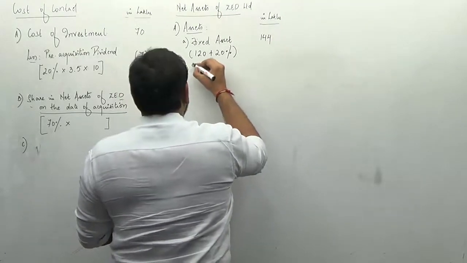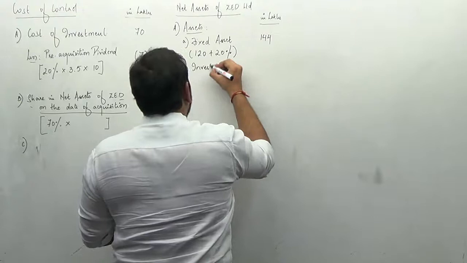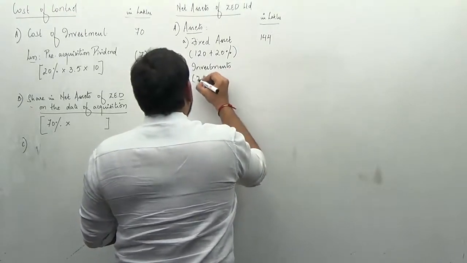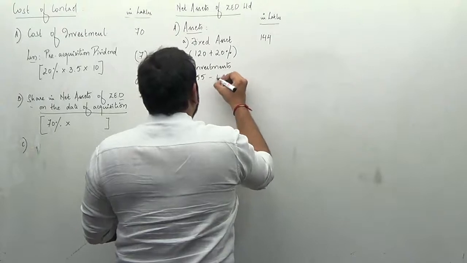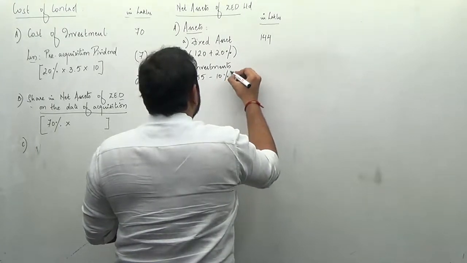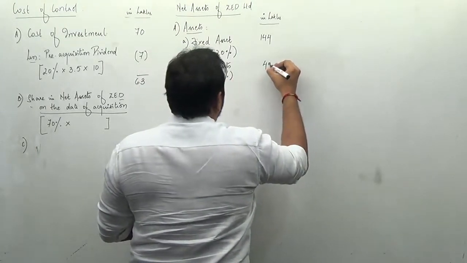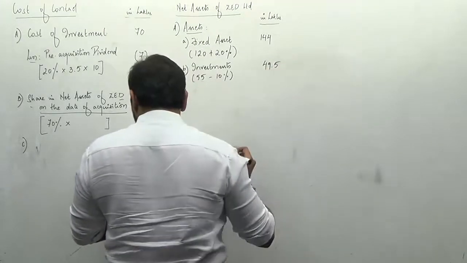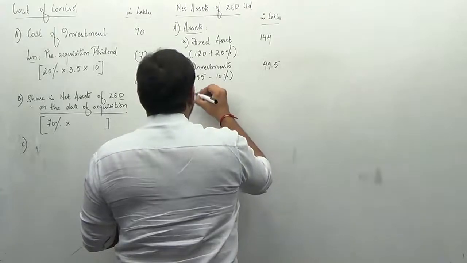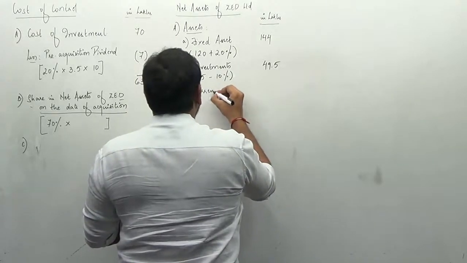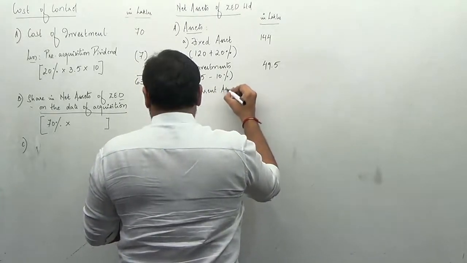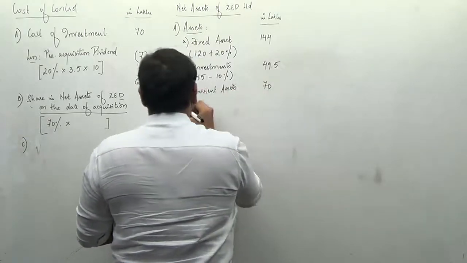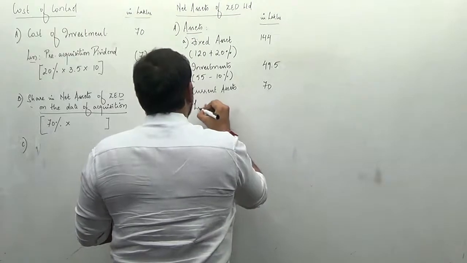The second one is your investments. Investments having a book value of 55, they are revalued downwards by 10%, so minus 10%, 49.5. There is no other revaluation, so remaining assets and liabilities, take it at book values. Current assets are 70. Loans and advances is also an asset.